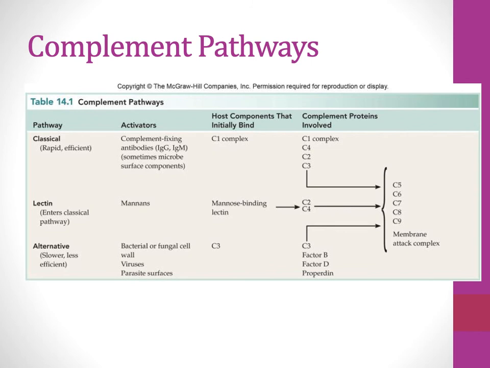C3b will then bind to the surface of bacteria, of a microbe, right? So you do have to have the microbe present in order for the C3b to bind to it. A little different, so we don't have the C4 and C2 involved, but we have these other factors. So we have factor B or factor D that can bind to the C3b. We also have properdin. Properdin actually stabilizes this whole complex and allows it to kind of anchor to the microbe.